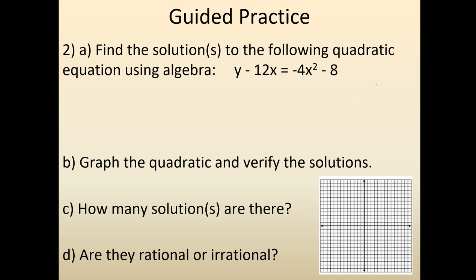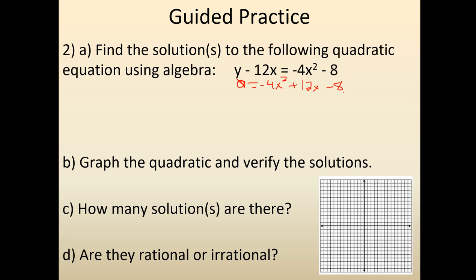Now, this one is a lot nicer. You might be confused about the y, but it doesn't change anything. We're going to do the same thing where we move everything but the y term over to the other side. So add the 12x over, and we get y equals negative 4x squared plus 12x minus 8. To find the solutions, we basically just turn this y into 0.